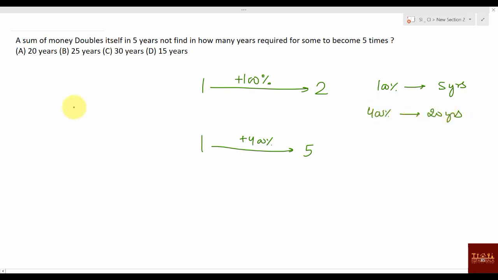So what is the answer? Okay, they forgot to tell you that this is under simple interest. Okay, clear? This is clear to you, right? Okay, check next.